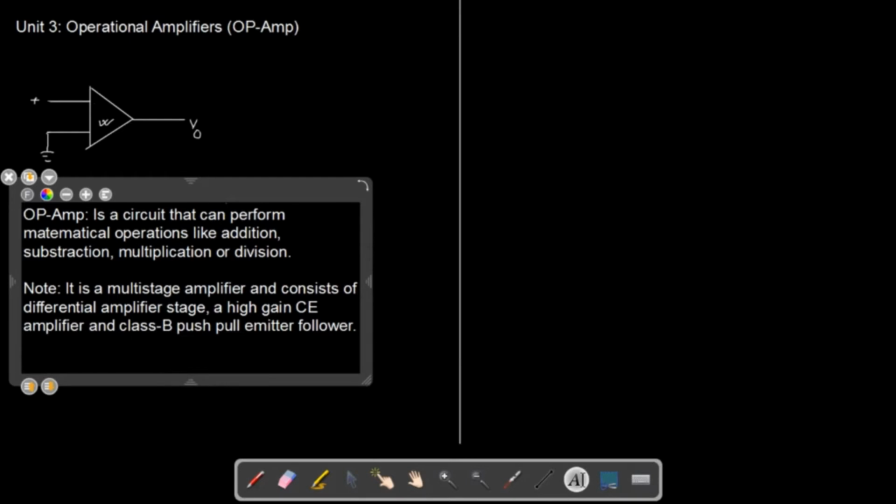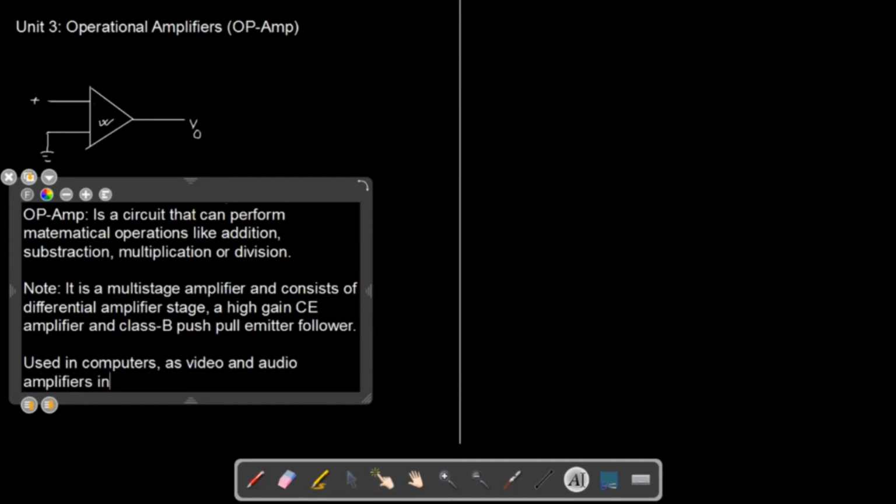And then it is used in computers. We can see any computer device having some op-amps there. But nowadays everything has become so digitized that some of the operations which the op-amp used to do previously are not done anymore, but it is still in use. Video and audio amplifiers in communication devices. So this is how the operation in amplifier begins.